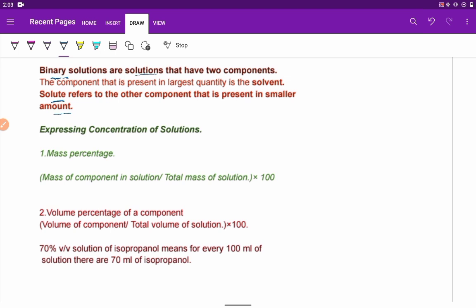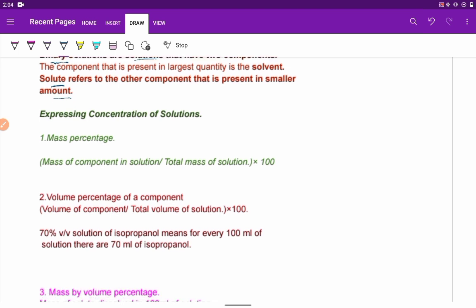The second type, which we call the liquid solutions, can be of three types. Solute is gas, solvent is liquid, as in case of oxygen dissolved in water. There may be the case where solute is a liquid and solvent is also a liquid, as in case of ethanol dissolved in water. Third type, solid in liquid. So solid in liquid is glucose dissolved in water.